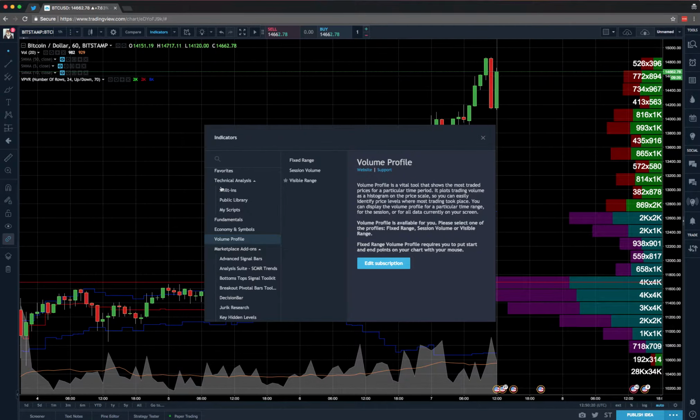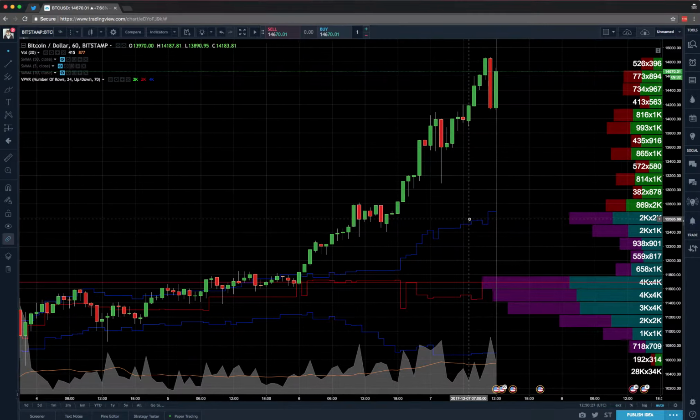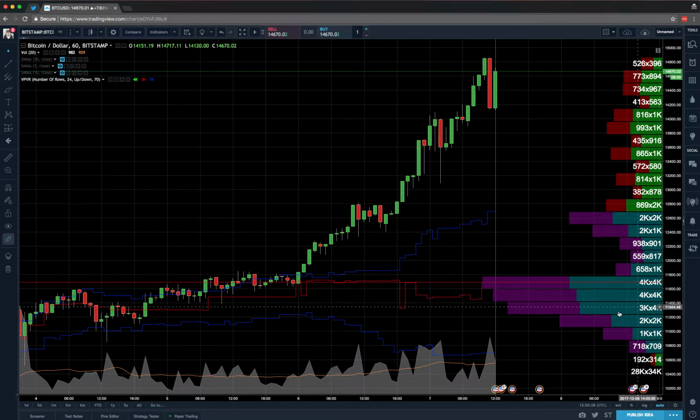All right, so just to keep it quick, to get the actual indicator on, we're just going to hit indicators in TradingView. We're going to click volume profile, and then I'm using the visible range. Once you click that, you can come back out here, and what you're going to see is this stuff here. So I'll explain what everything is, and then explain how I'm using it.